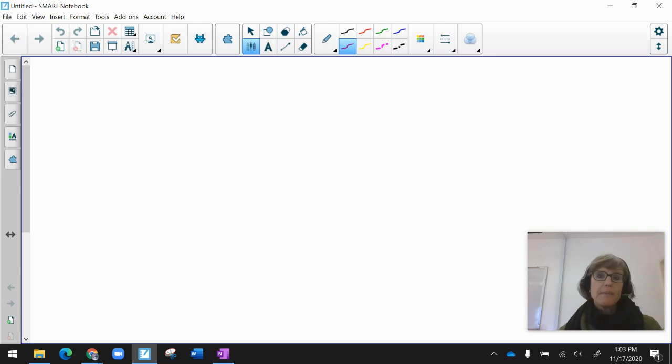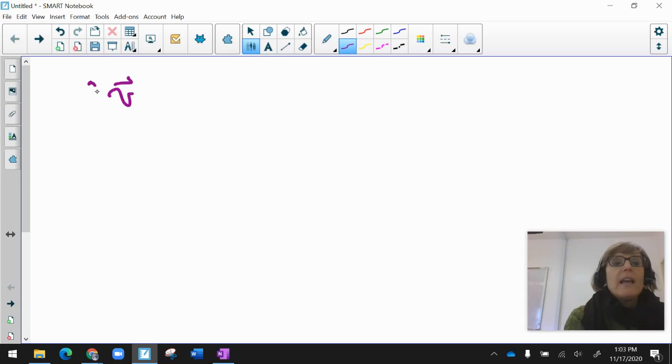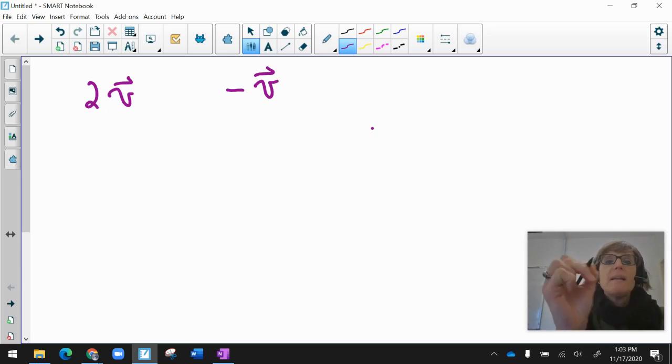We talked back when we were first learning about vectors that we could multiply vectors by scalars. If I had some vector v and I multiplied it by a 2, which is a scalar, then the magnitude of v would be twice as long. If I took my vector v and multiplied it by a -1, that would tell me that my vector pointed in the opposite direction.